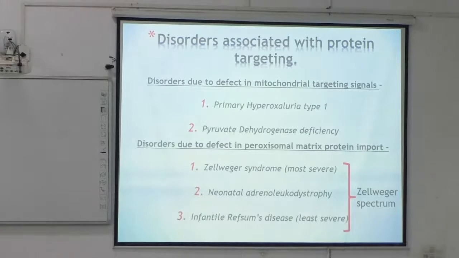If I talk about disorders due to defects in peroxisomal matrix protein import, in total we call it the Zellweger spectrum, out of which the most common is Zellweger syndrome. I think you are aware of it. You know what Zellweger syndrome is. Very common question, short question. Another is neonatal adrenoleukodystrophy. They do ask this. The last one is infantile Refsum's disease, the least severe. This is called the Zellweger spectrum.